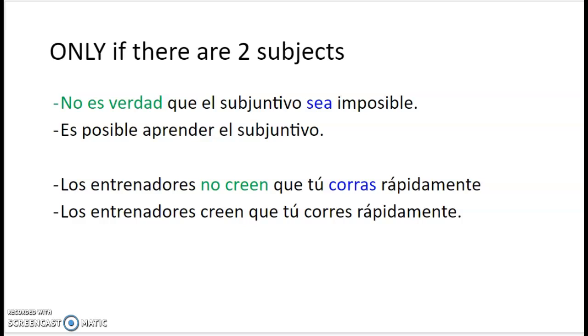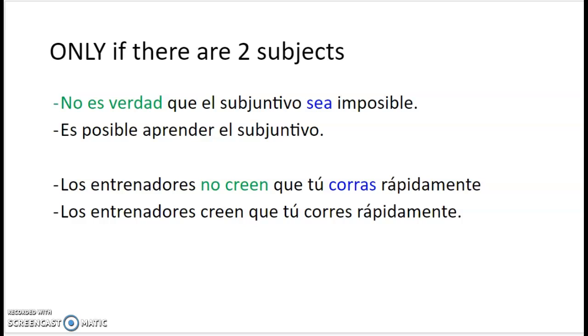Here we have some example sentences and some example sentences where you don't use the subjunctive. So our first sentence, no es verdad que el subjuntivo sea imposible. It is not true, so that's expressing doubt, that the subjunctive is impossible. So sea is ser in the subjunctive. The next example, it's just what we worked on before, where we have an impersonal expression, es posible, but we don't have a que or a second subject. So es posible aprender el subjuntivo. It is possible to learn it.